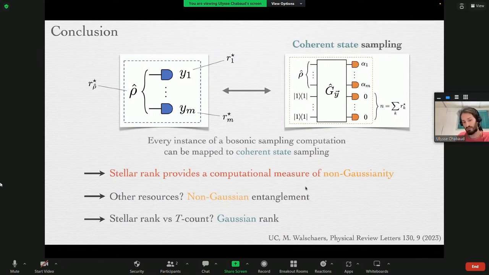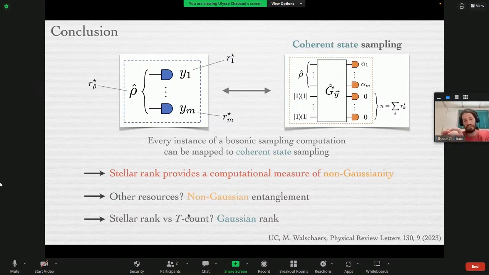What's a good definition for that notion, and how does it affect the cost of classical simulation? And the other open direction that I think is very interesting is the link I made between the stellar rank, counting the number of non-Gaussian operations necessary to engineer a state, and the T count in discrete variable quantum computing. One place where this T count is used is in getting better classical simulation of quantum computations.